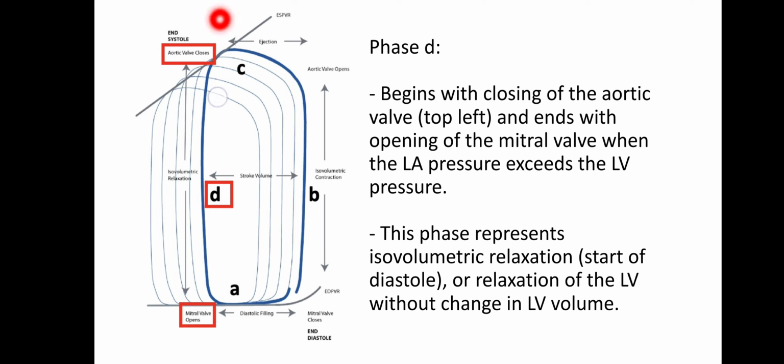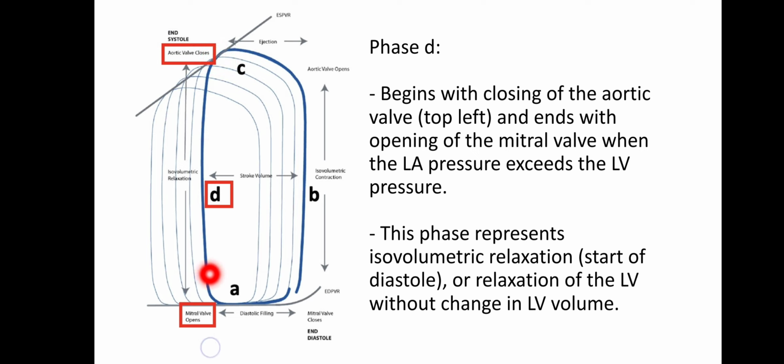So after the closure of the aortic valve, phase D begins with the closing of the aortic valve and ends with the opening of the mitral valve. During this phase, isovolumetric relaxation occurs. And due to relaxation, there is no change in the volume, so there will be no horizontal deflection. But due to relaxation, the pressure of the LV decreases. That causes a vertical deviation from this point to this point.